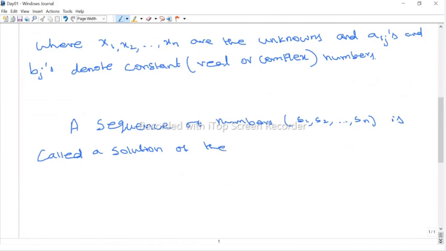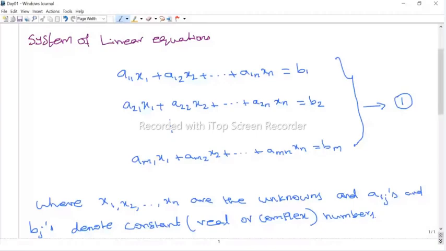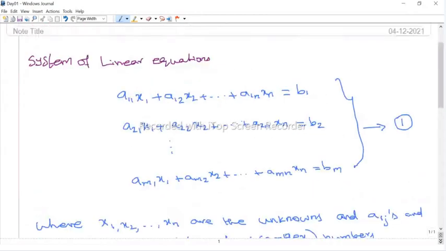Usually we call a system of equations simply a system. System means we have a set of equations. Why do we call it a linear equation? Because all the powers of the unknowns are 1. Look, all the powers are 1. Therefore, we call this a linear equation. That's why we call it linear.